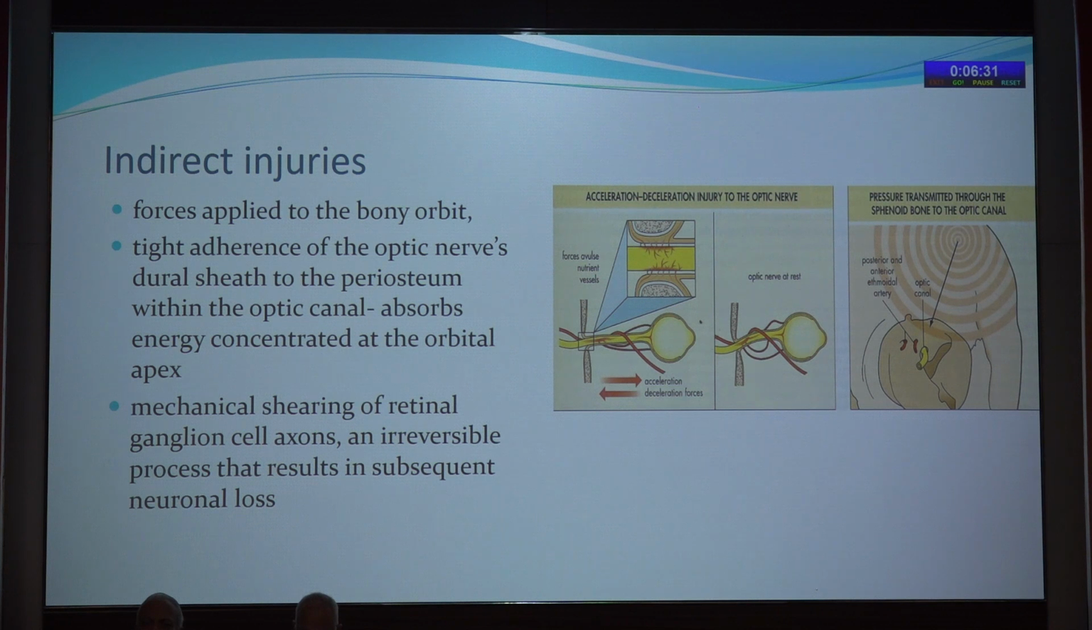Indirect injury is a little different. It is again caused by forces applied to the bony orbit, to the head, or to the area around the brow. Because of the tight adherence of the optic nerve at the optic canal, there are acceleration-deceleration forces leading to concussion injury and mechanical shearing of retinal ganglion cells, which causes an irreversible neuronal loss and loss of vision.